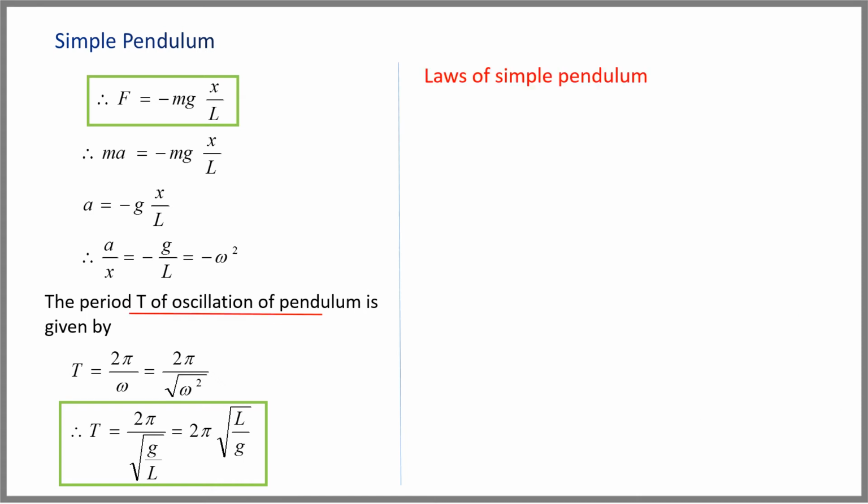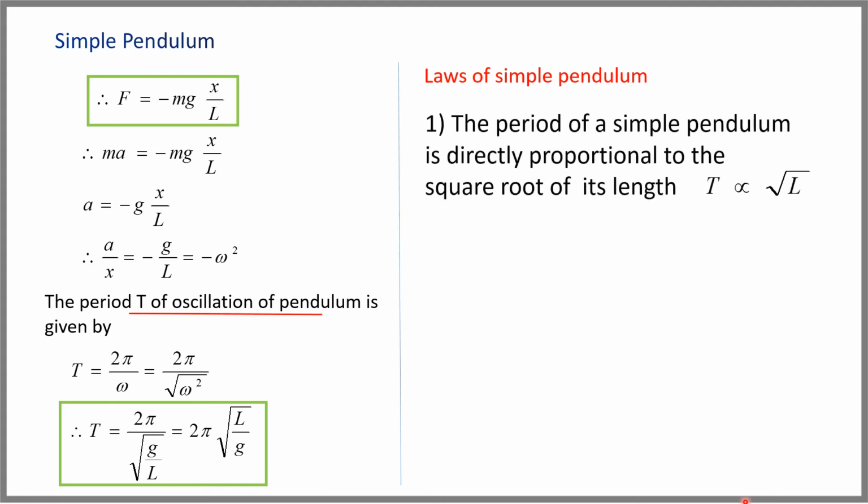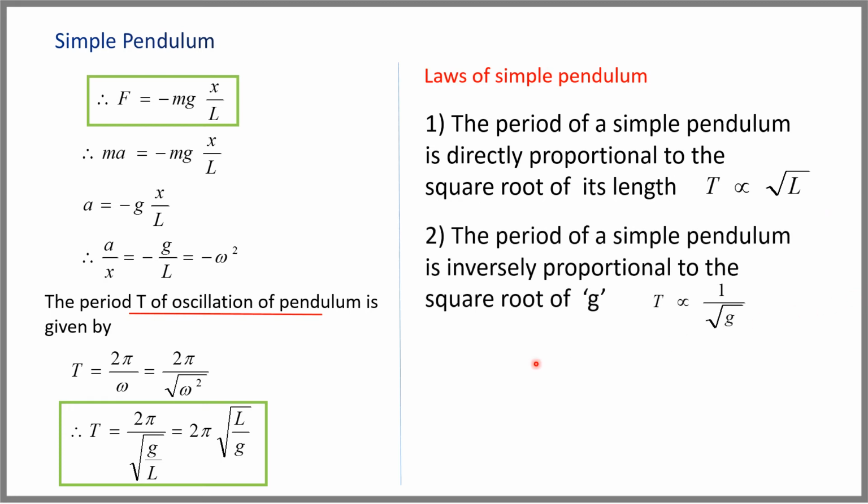Using this relation, we can state the laws of simple pendulum. First law: the time period of a simple pendulum is directly proportional to the square root of its length. So T is proportional to the square root of the length of the pendulum. Second law: the time period of a simple pendulum is inversely proportional to the square root of the acceleration due to gravity at that place. So the relation is that T is proportional to 1 upon under root of acceleration due to gravity.